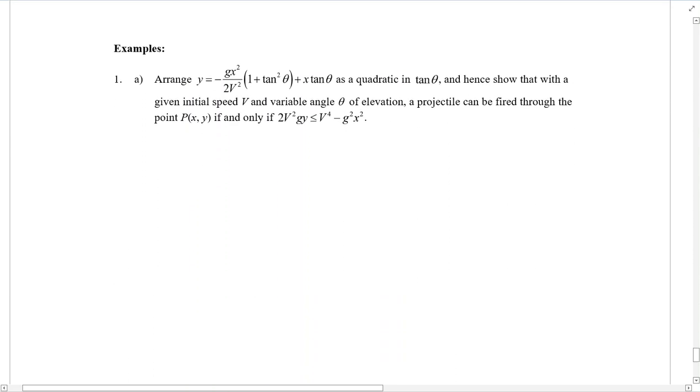If and only if 2v squared gy is less than or equal to, I told you it was a good question, v to the power of 4 minus g squared x squared. Okay. It looks, just looking at it, you go, oh my goodness.